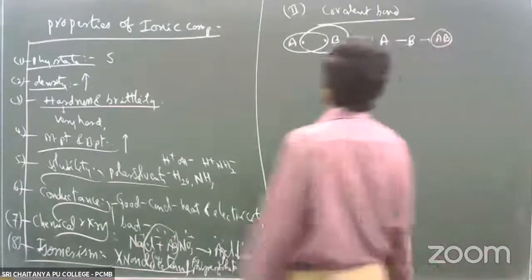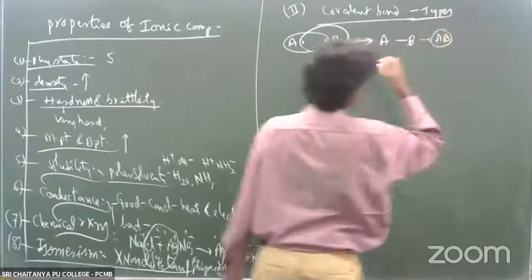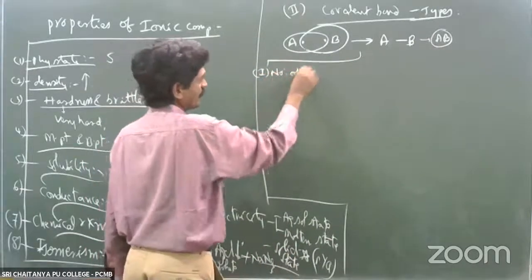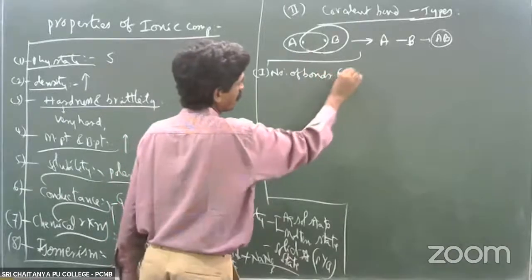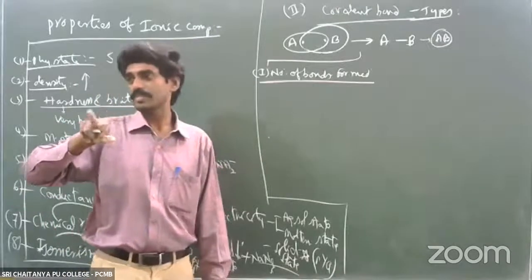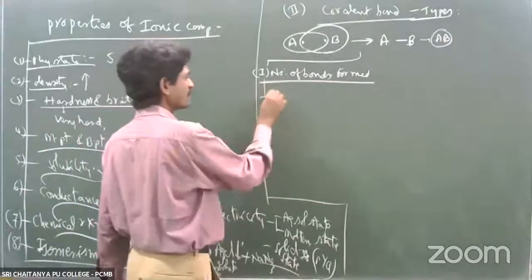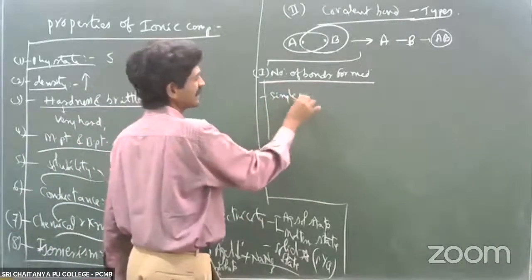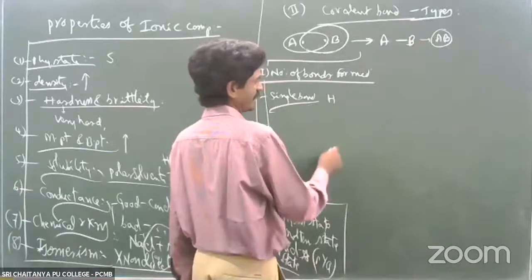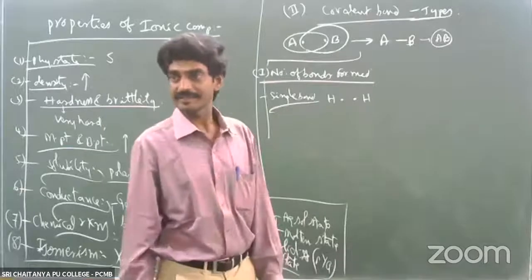So the covalent bond is of different types. Now we're going to discuss the types of covalent bond, based on the number of bonds formed between two atoms. How many bonds are formed? Based on that, the covalent bond is of different types. The first one is called the single covalent bond, or simply the single bond. For example, take the H2 molecule: one hydrogen contributes one electron, the other hydrogen also contributes one, and they form one electron pair.